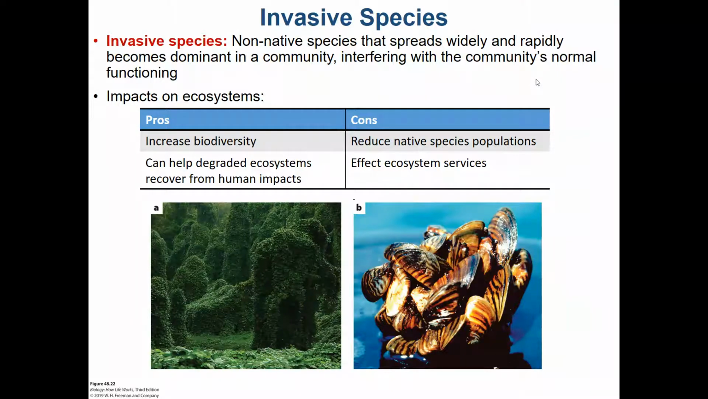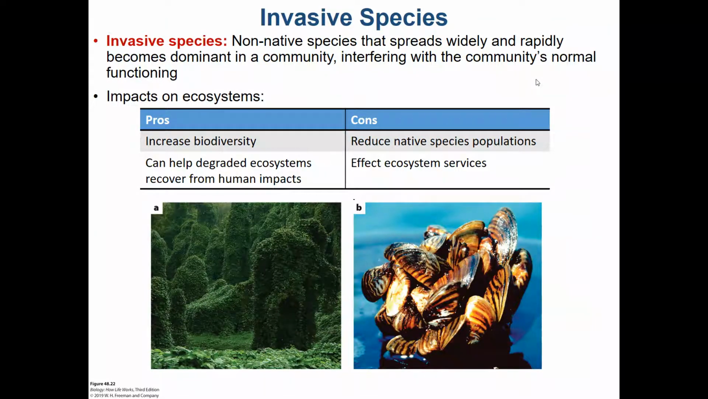So, for example, if you have a potted plant in your house that's a species that's not native to this area, it's a non-native species. As long as you don't plant it outside and it doesn't go wild and spread throughout the area, it's okay. Here's two examples of major invasive species in the United States.